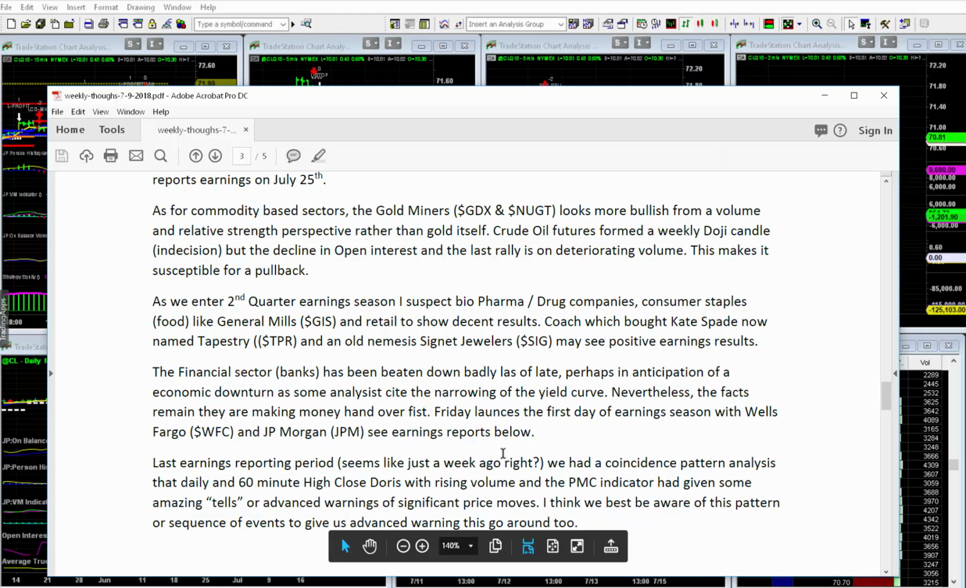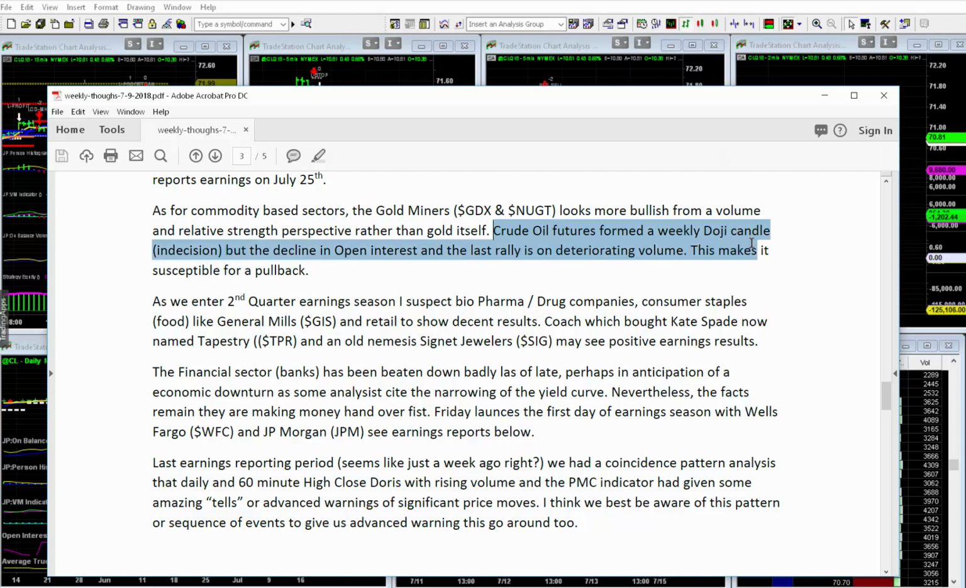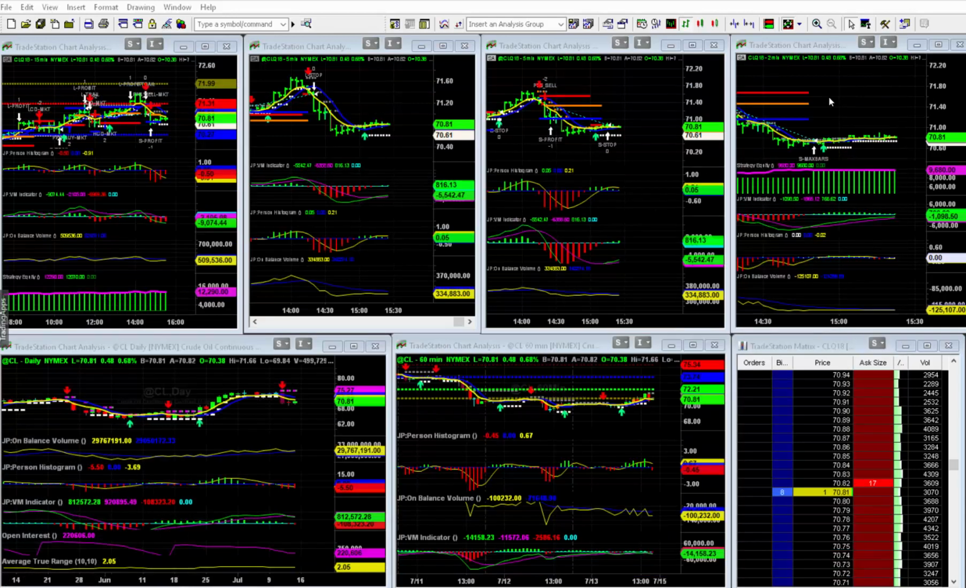But here's what I really want you to focus on, was our comment that crude oil futures formed a weekly doji candle, indecision, doesn't mean sell signal, indecision. But the decline in open interest in the last rally is on deteriorating volume, and it makes the market susceptible for a pullback. So that's what we wrote a week ago. As you can see, these are the things that we like to put out and notify our clients of.